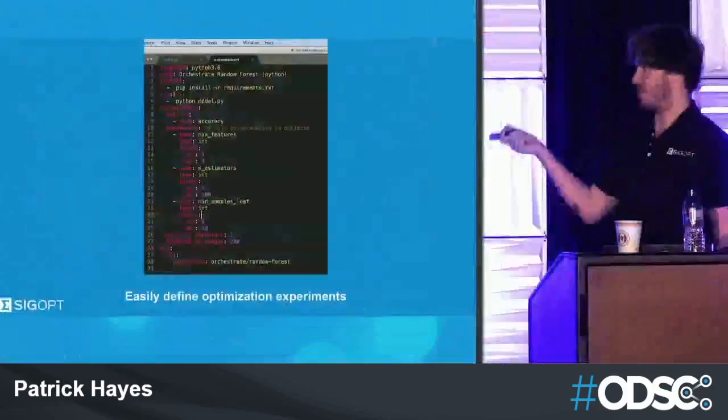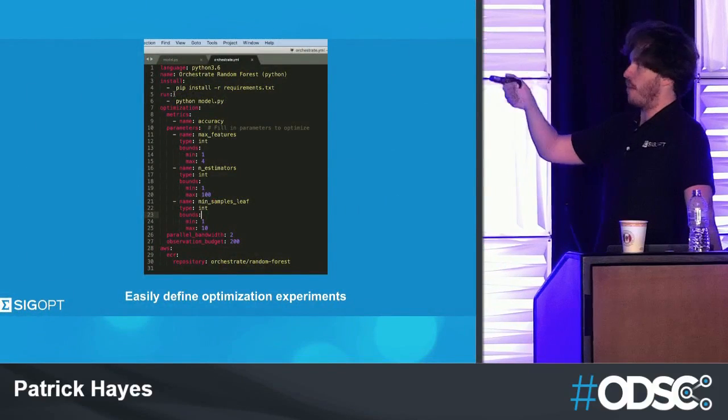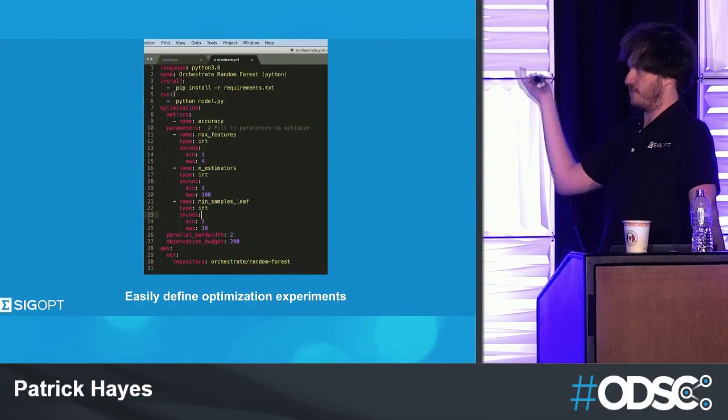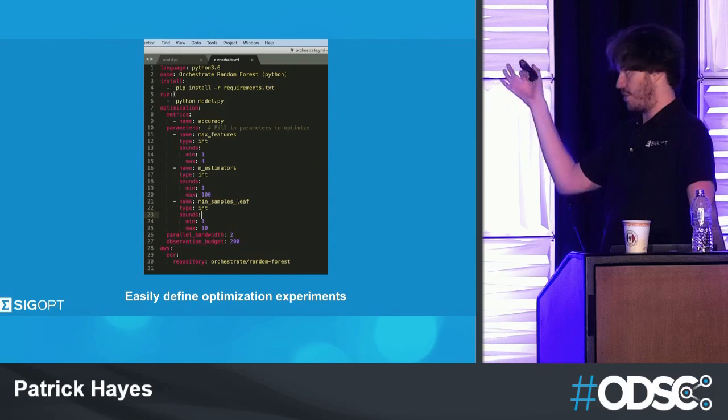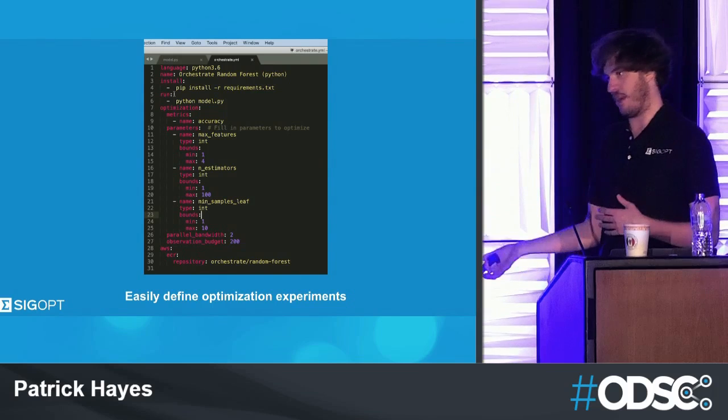this is the type of information that's sent to SIGOP. So basically, the parameters you have available in this random forest model, you would say, I'm training a random forest, it has this many features. I'm trying to optimize the max features, n estimators, min samples leaf parameters. They're integers, and these are the bounds. And then SIGOP uses that information to conduct hyperparameter optimization.